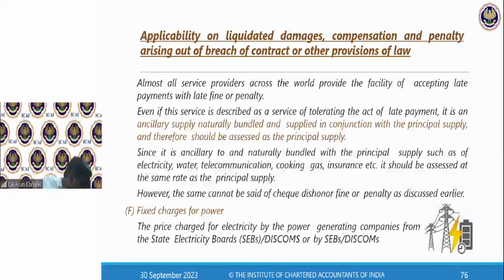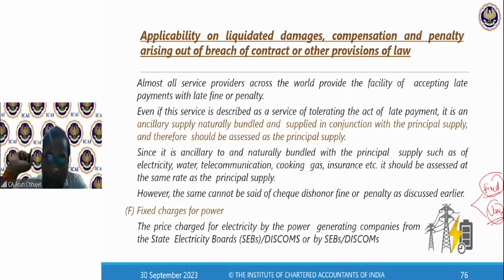Fixed charges for power. Now, in the electricity bill, there are two components. One is the fixed charges and one is the variable charges, right? Fixed would always be fixed and variable would depend upon the number of units consumed. This point is about the taxability of the fixed charges.